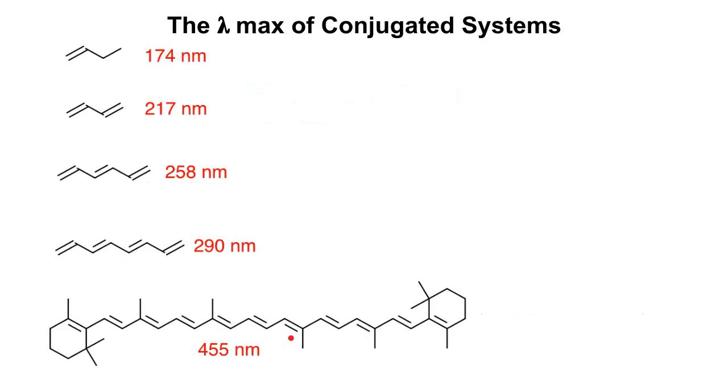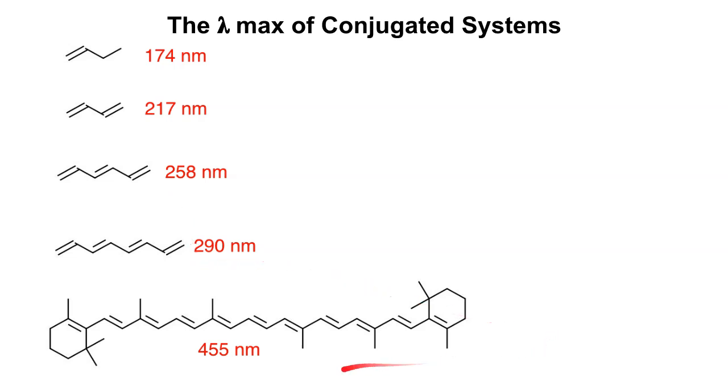Here is the lambda max for several conjugated systems. Now, the first one is not conjugated because I want to prove my point as we add conjugation. All right? So the first one is just a pi bond. It's not in conjugation with any other type of p orbitals. It's at 174 nanometers. And then as I conjugate to 1,3-butadiene, I get 217 nanometers. And then I can continue the conjugation pattern. I go to 258 for the triene, and the tetraene goes to 290.